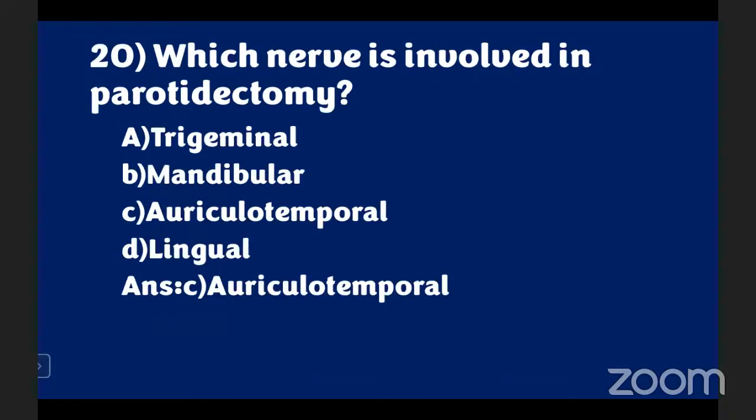Next one is which nerve is involved in parotidectomy? Option A, trigeminal. Option B, mandibular. Option C, auriculotemporal. Option D, lingual. Answer is option C, auriculotemporal, which is the nerve involved in parotidectomy.